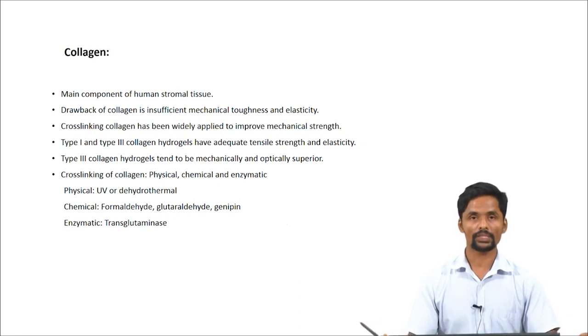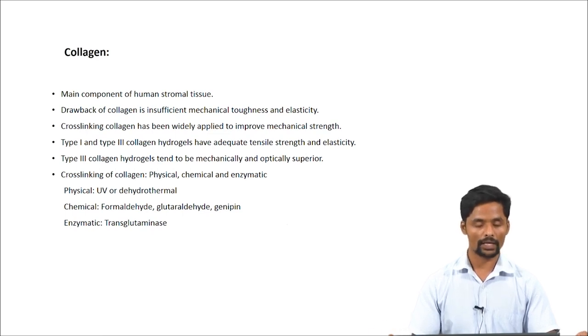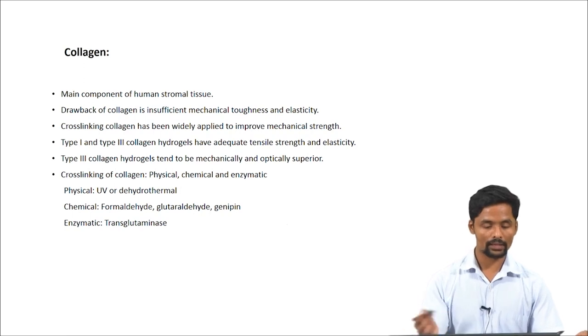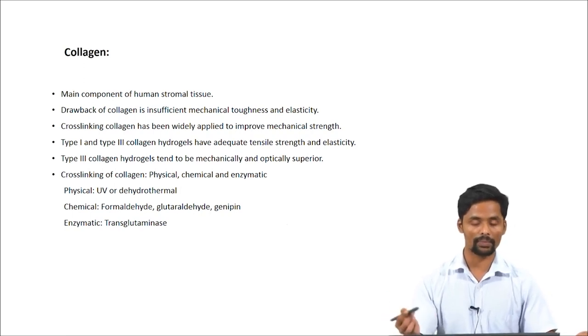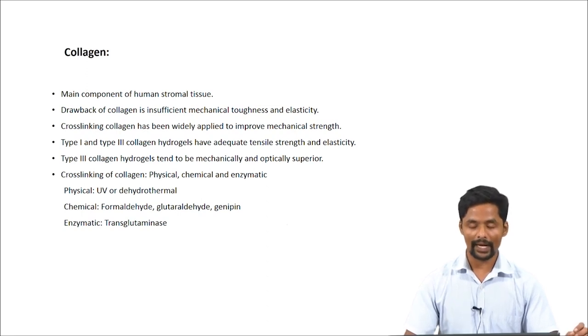And now we will talk about the various polymers that have been used for constructing the corneal tissue. The primarily used polymer is collagen. As we have learnt in the previous session, in the stromal layer, collagen is the predominant polymer present in the cornea. It's the main component of the human stromal tissue. The drawback of collagen is insufficient mechanical toughness and elasticity that is required for corneal tissue.